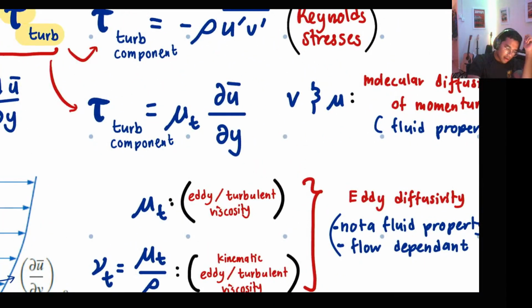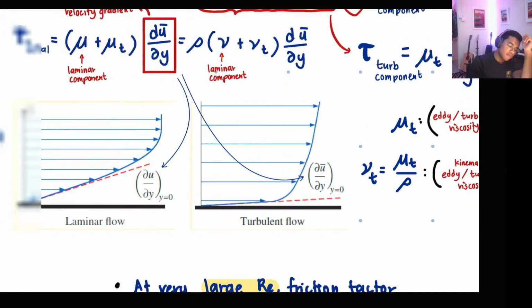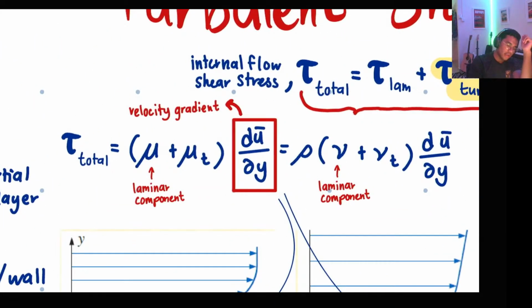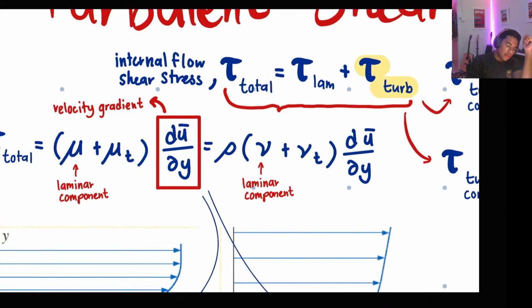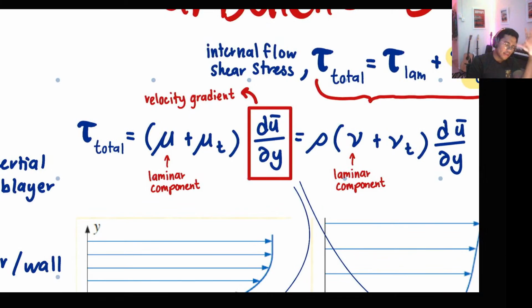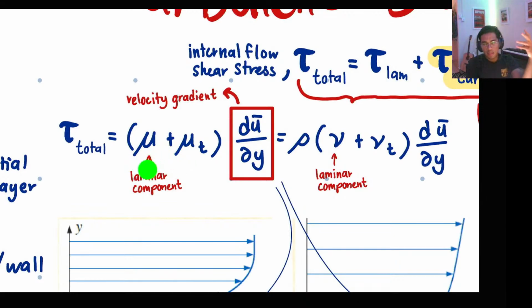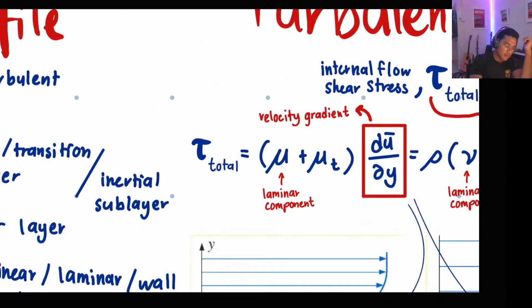You might be asking, what is du over dy? Du over dy is the gradient of the velocity profile over here. So this is the internal flow shear stress equation. We expand it, and tau total equals the laminar component plus the turbulent component, which is the mu t. This mu is the regular mu you use, the usual mu at the top.